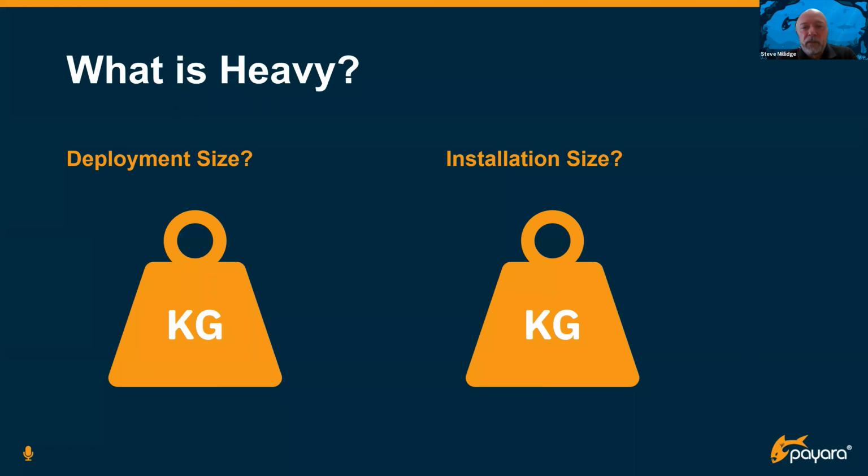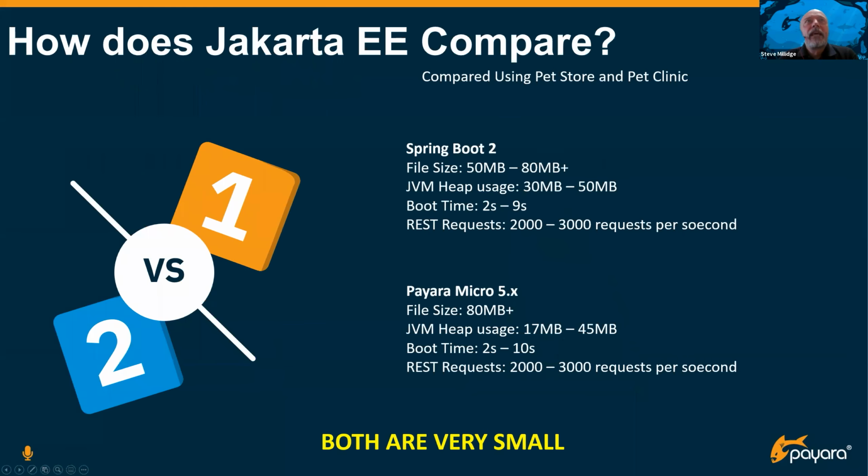And then the installation size: people talk about application servers having gigabytes of installation, and we'll see with something like Payara Micro that's just not true anymore. These have been shrunk down to be really small. So I basically checked this. How does Jakarta EE compare? I looked at Spring Boot 2 and Payara Micro. We took Pet Store, which is a Java EE standard, and Pet Clinic, which is a Spring standard application, and built them and compared.